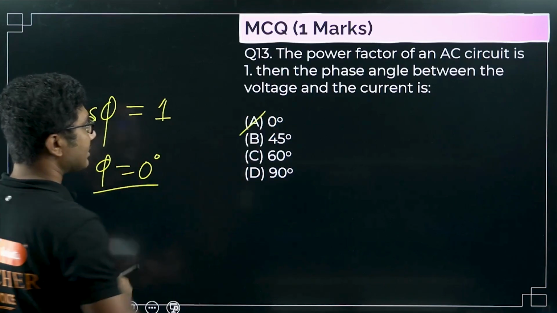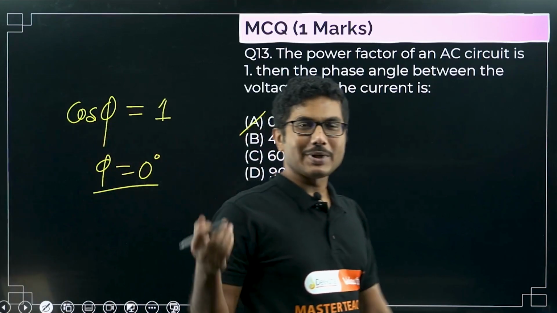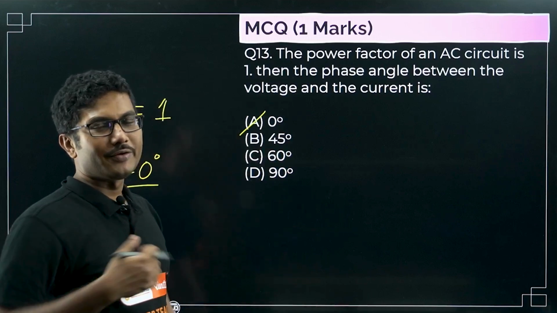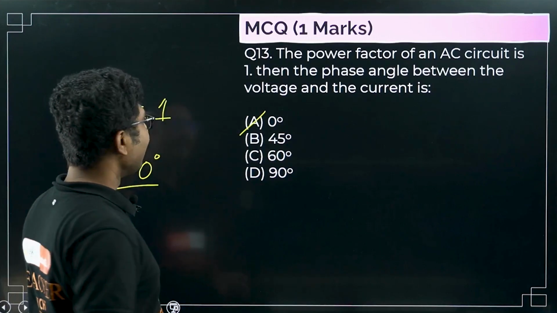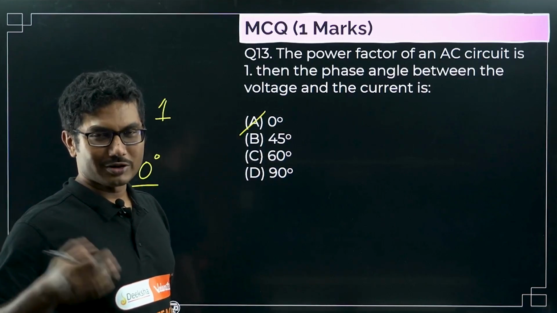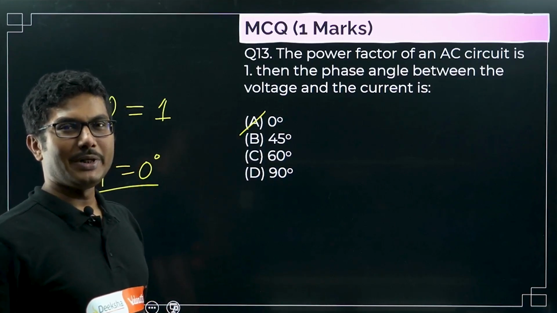So the correct answer is option A. As simple as that. A very simple, straightforward, direct question. Power factor is cos phi. If power factor is 1, then the angle is 0 degrees. If power factor is 0, then cos theta equals 0, which means the angle will be 90 degrees.